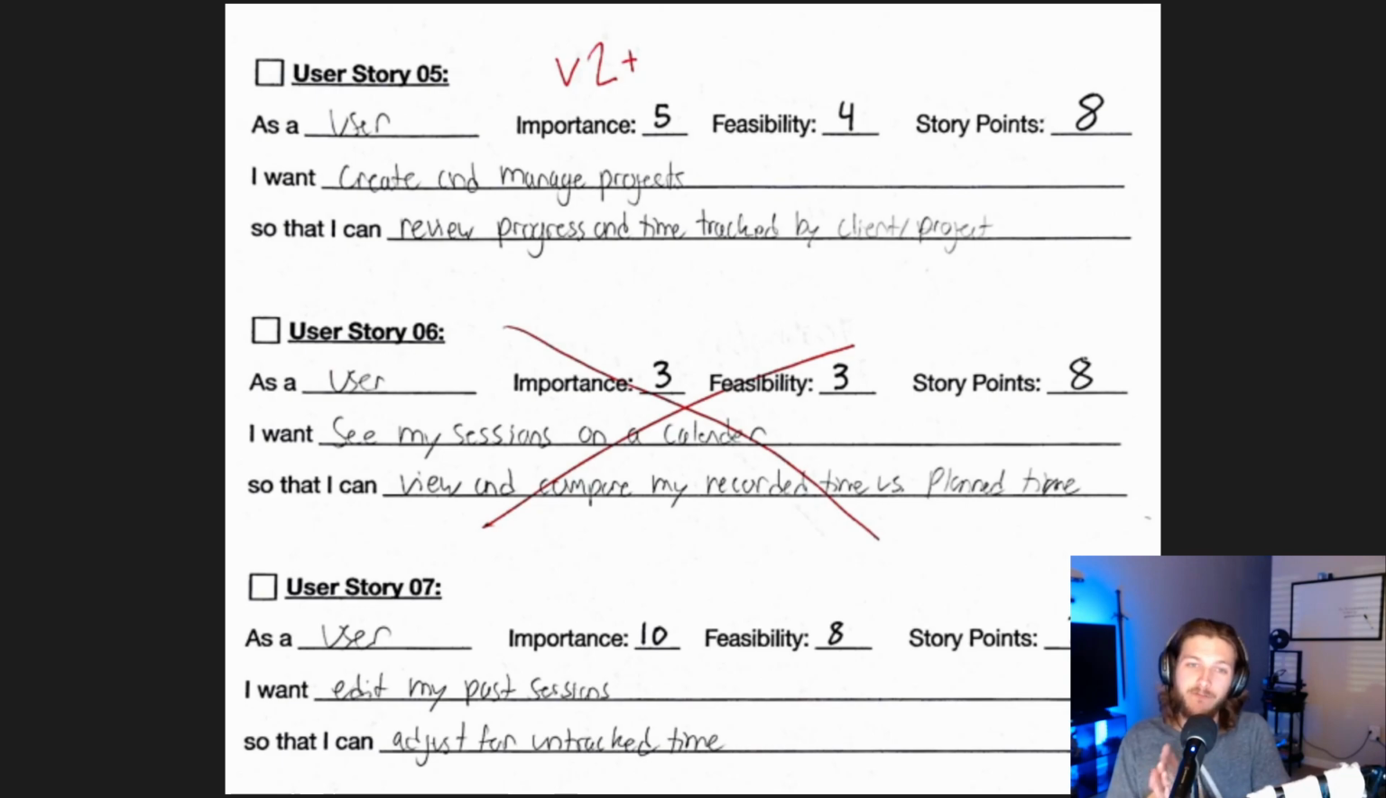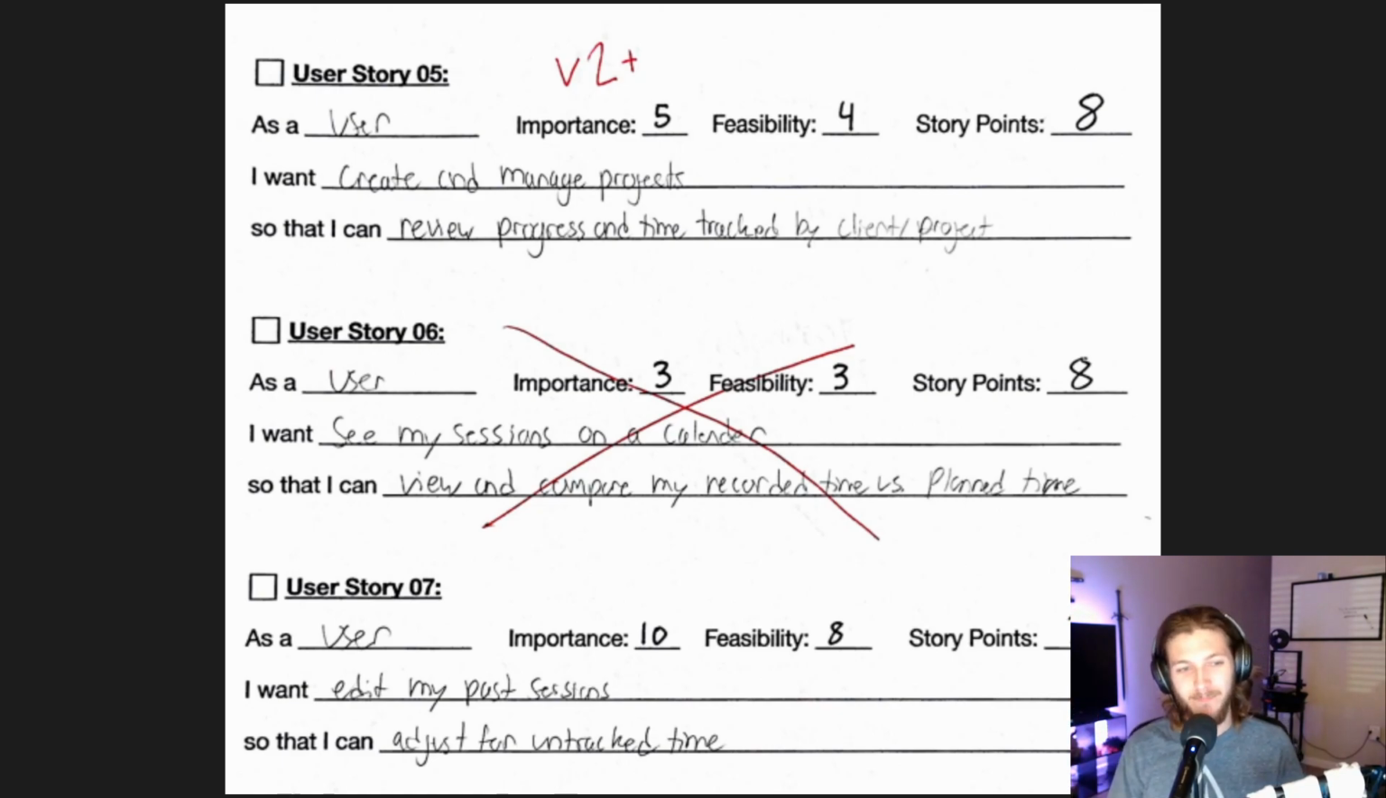So feasibility is a 4. I said that just because there are so many features associated with it, and that's why I gave it an 8 of story points. The X on this one is because I think I'm going to say that unless I dedicate a lot of time to this, I'm not going to do this. I basically said I'm going to avoid working on this unless I get $1 billion and I've got nothing else to do.